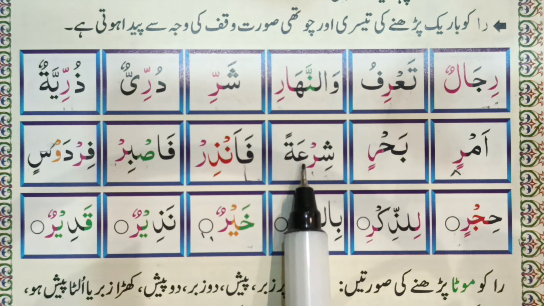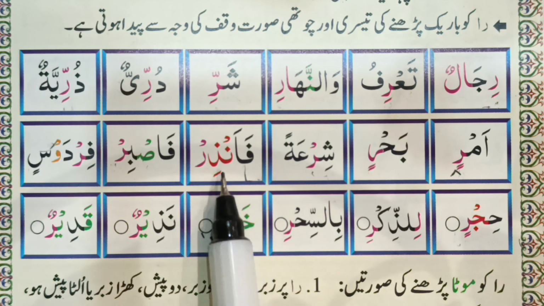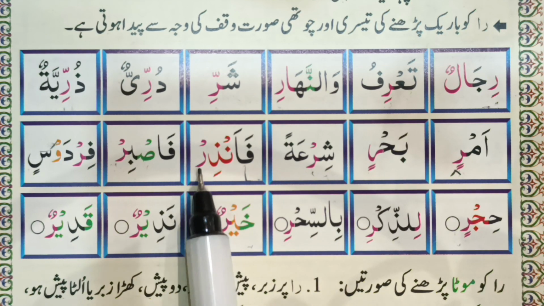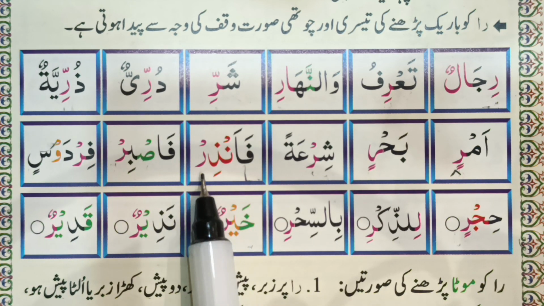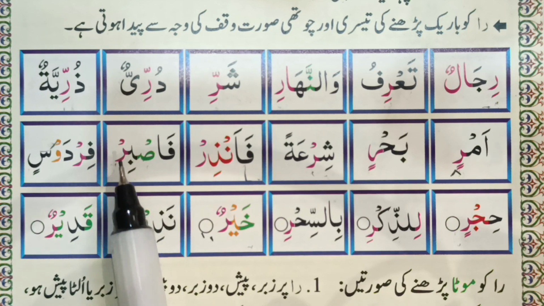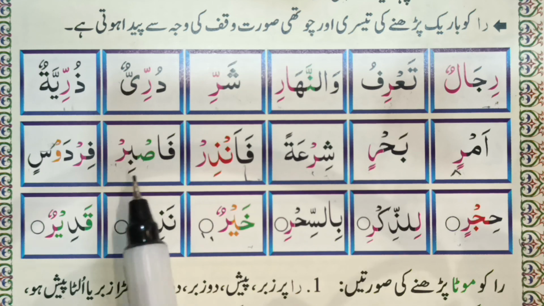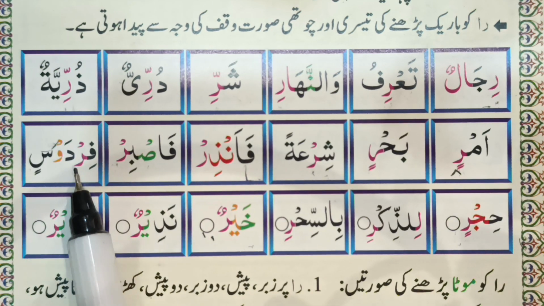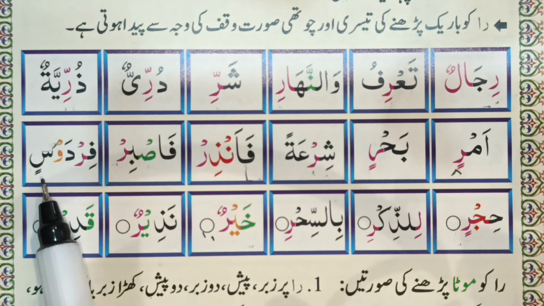Shir'atan. If we say shir, this would be the raa thick sound, but we have to make a thin sound. Shir'atan. Fa'anzir. See, raa has jazm on top, the previous letter has zir. Fasbir, raa has jazm on top and the previous letter has zir. Firdausin.